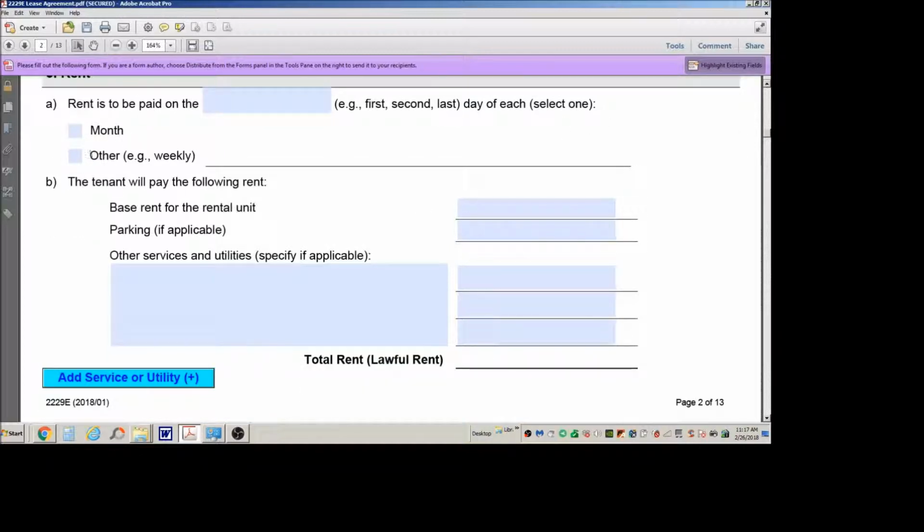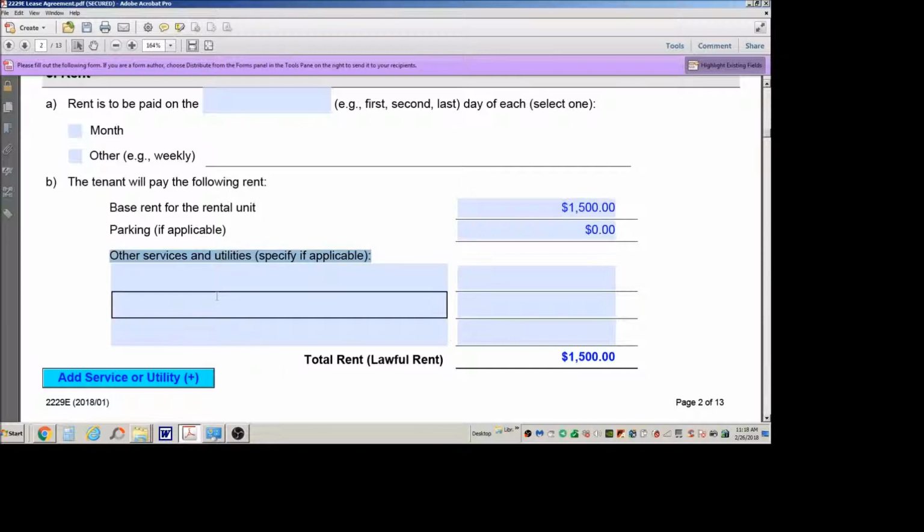of each month, or week, depending on the agreement, and the tenant will pay the following rent. So let's say base rent is 1,500. Now, remember that section that we discussed before, if you put parking included or excluded. In my case, I am going to put it included. And here it's very important to specify services and utilities, whether the landlord pays it or the tenant.